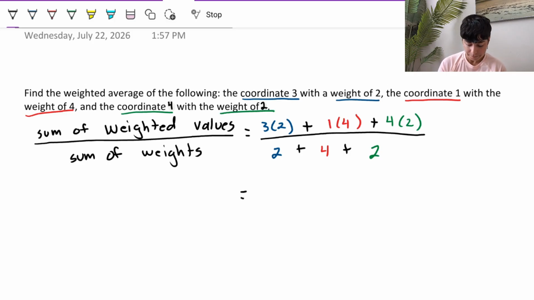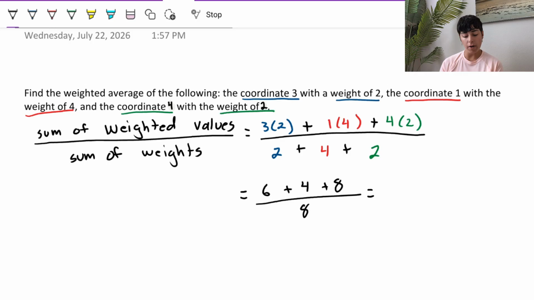on what you're given. So looking at the top, 3 times 2 is 6, 1 times 4 is 4, 4 times 2 is 8, and on the bottom, 2 plus 4 plus 2 is going to get us 8. Sorry, had a brain fog there. Then we are going to add everything on the top. So we have 6 plus 4 plus 8, which gives us 18.